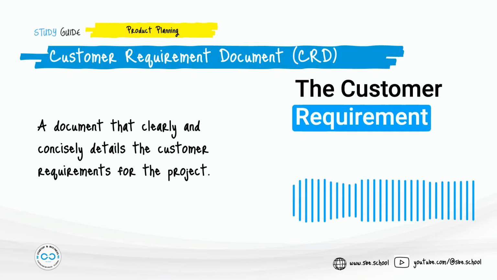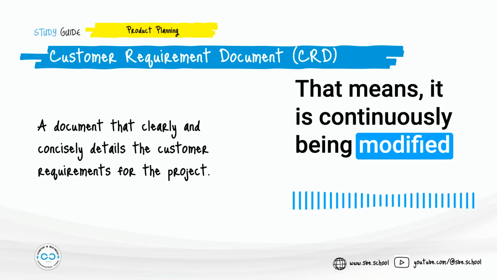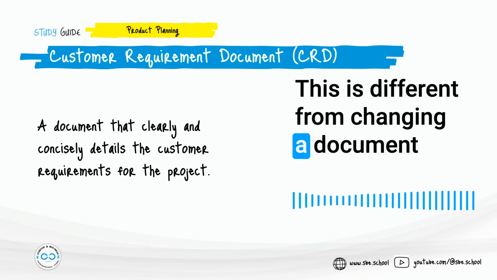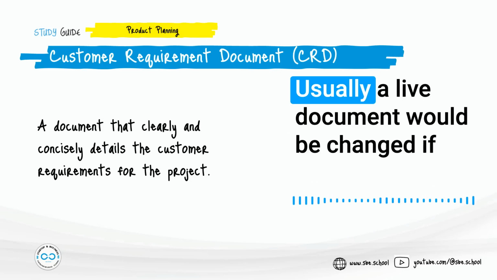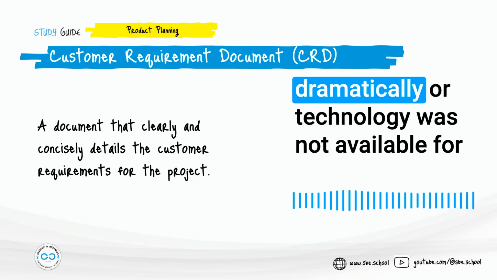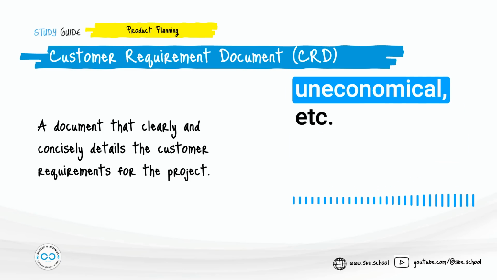The customer requirement document is a live document. That means it is continuously being modified along with the ground reality of the situation. This is different from changing a document without justification. Usually a live document would be changed if, say, the market conditions changed dramatically or technology was not available for manufacture or it became uneconomical, etc.